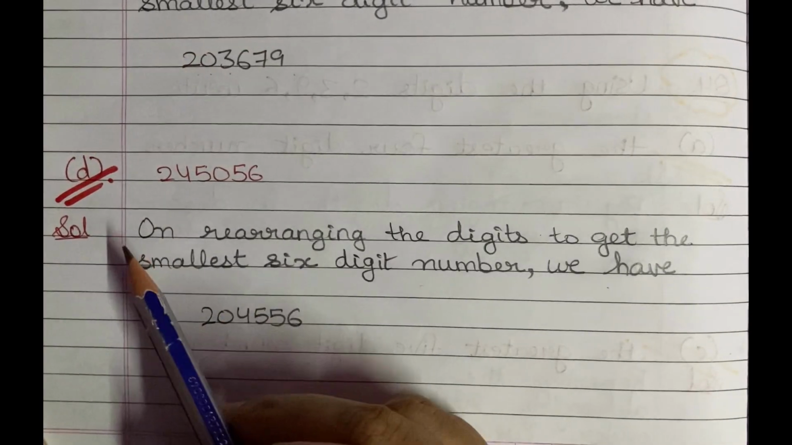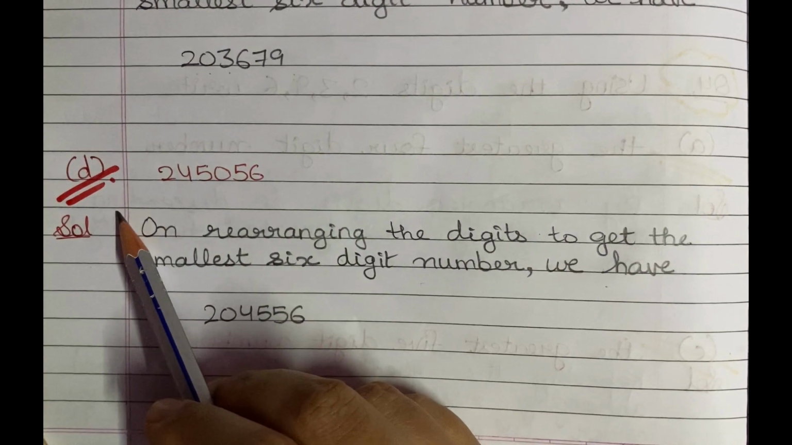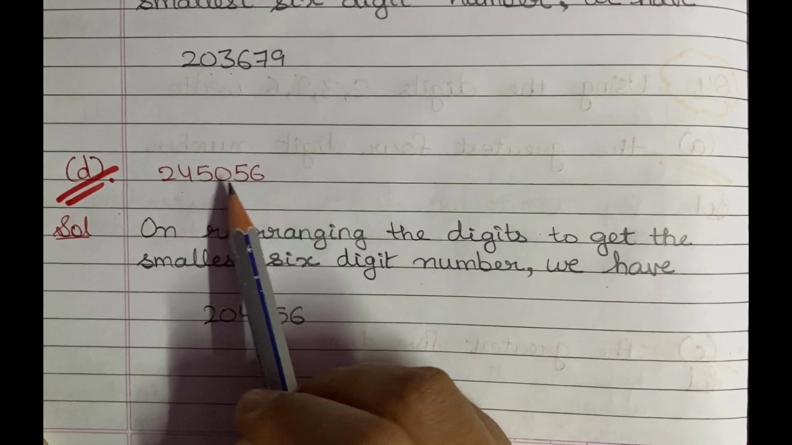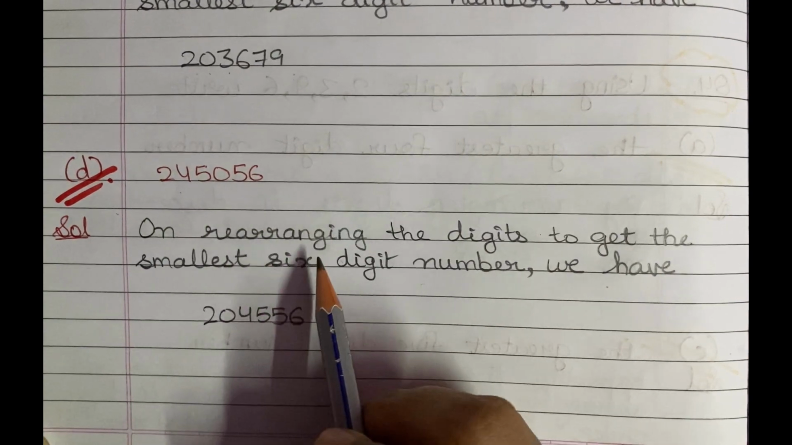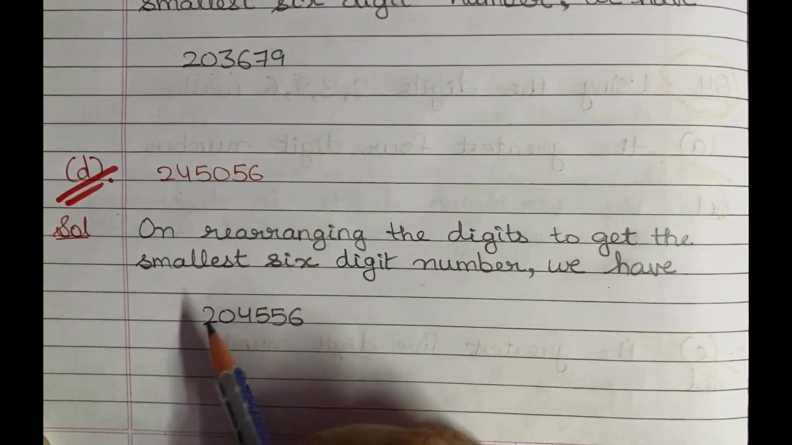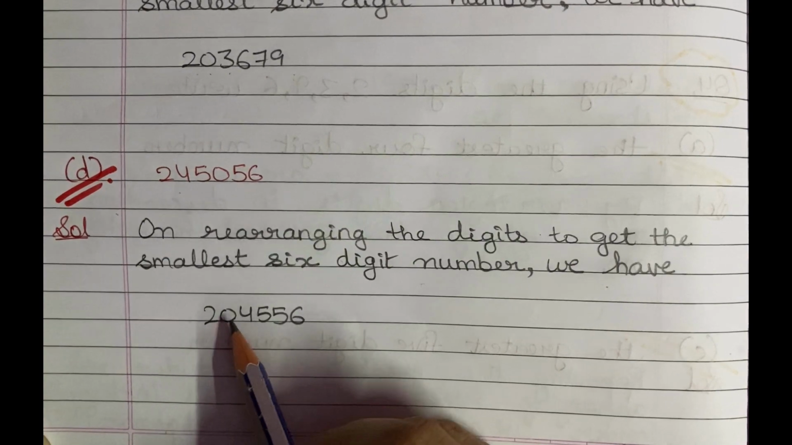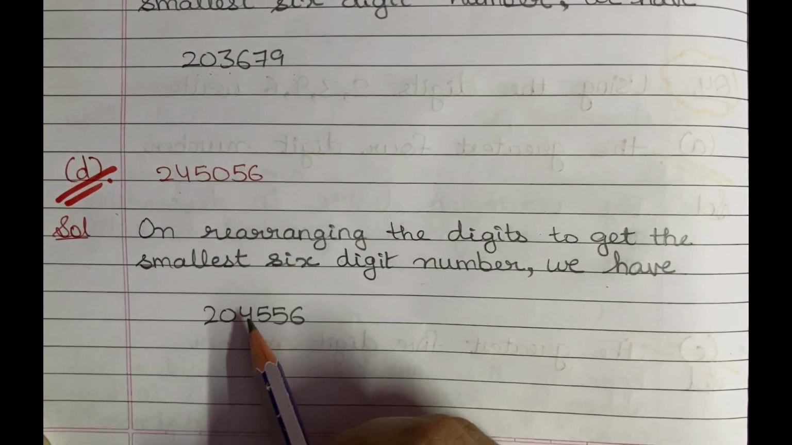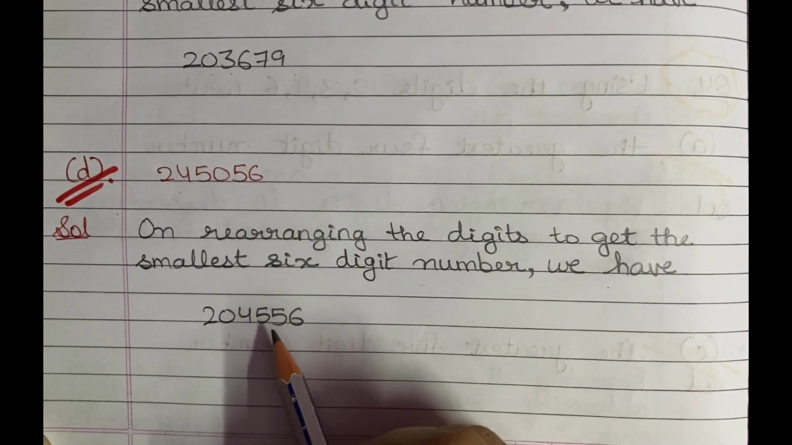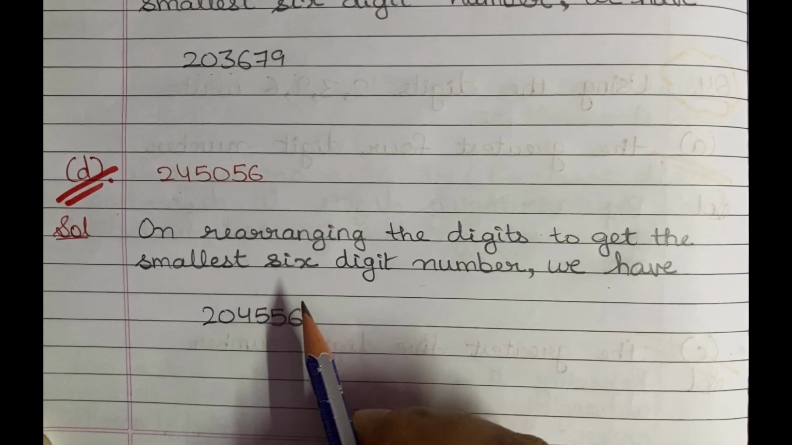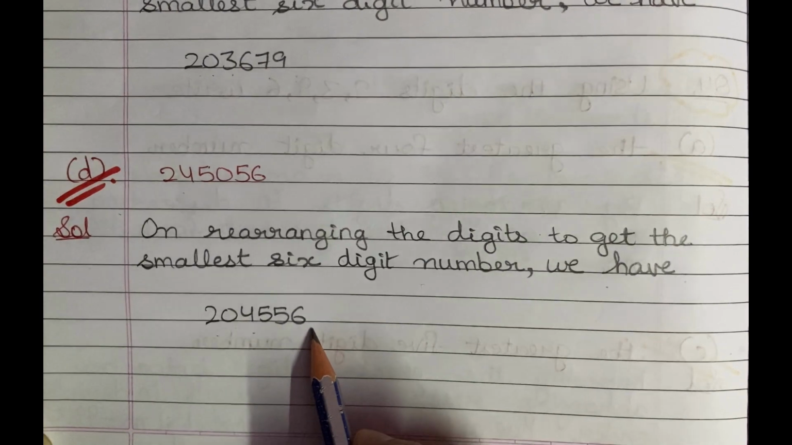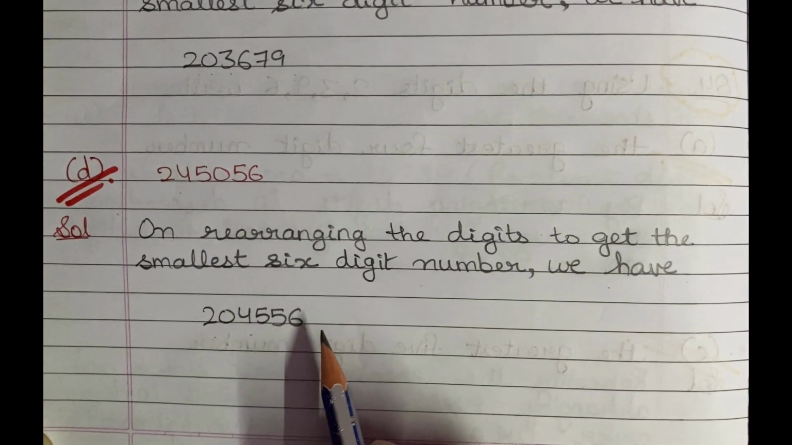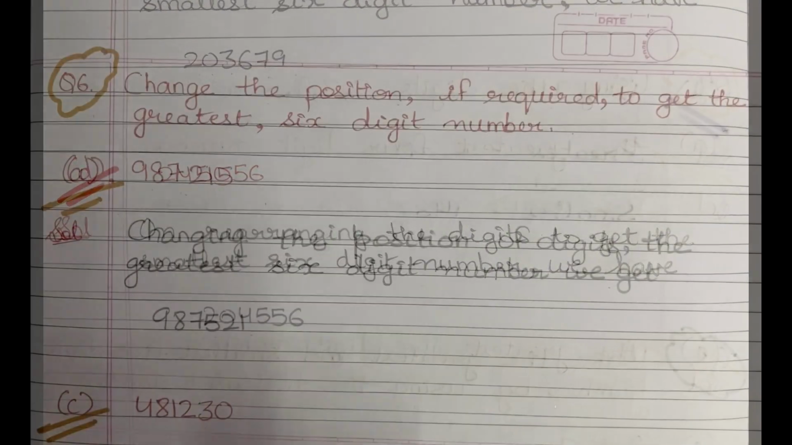Next is D part of the same question, and we are having 2,45,056, and to write the smallest 6-digit number, first of all we will write the smallest number 2 at the first place, then we will write 0, and then we will write the remaining digits in ascending order, and on doing so we will get 2,04,556 as an answer. Hopefully it is clear to you.